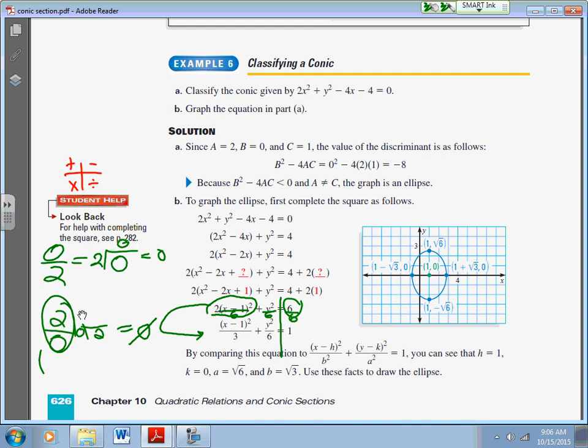Yeah. Okay. So that question that you asked me, where did the 3 and the 6 come in those denominators? It's because we wanted to get this to become a 1, because if it's a 1, now I can see the ellipse part of it. Yeah. Anything else in there that looked kind of weird to you?